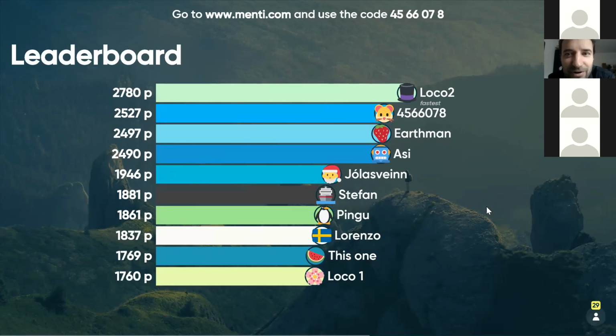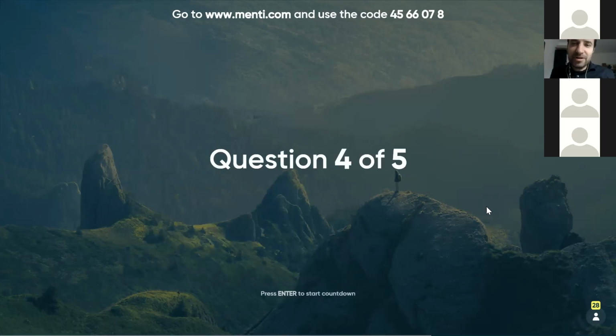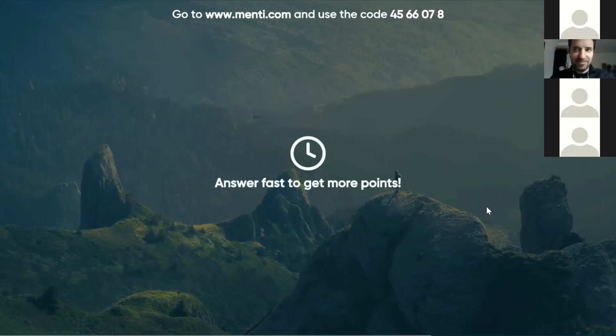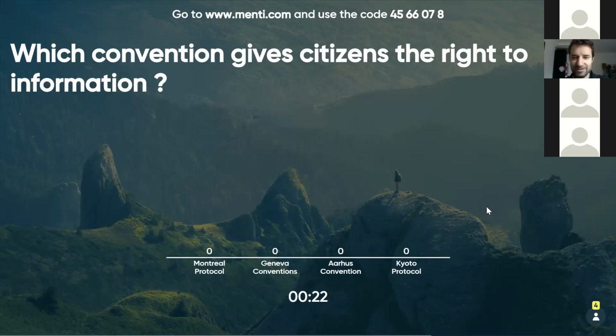Loco 2 was fastest and is the new leader, before a mouse called 4566078 in second place, and a strawberry in third place called Earthman. So, okay, is this the last question? No, 2 more questions, then you can get a coffee. Which convention gives citizens the right to information? I think I mentioned this about 100 times at least.